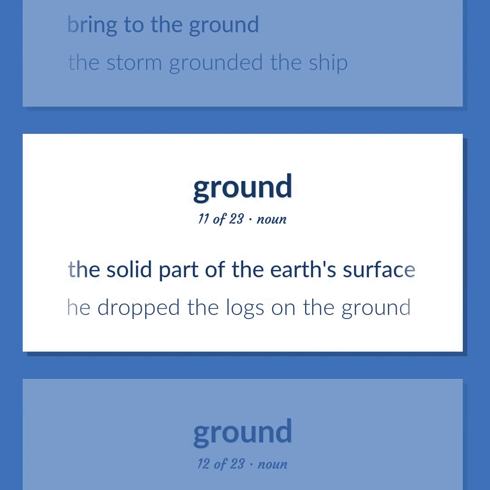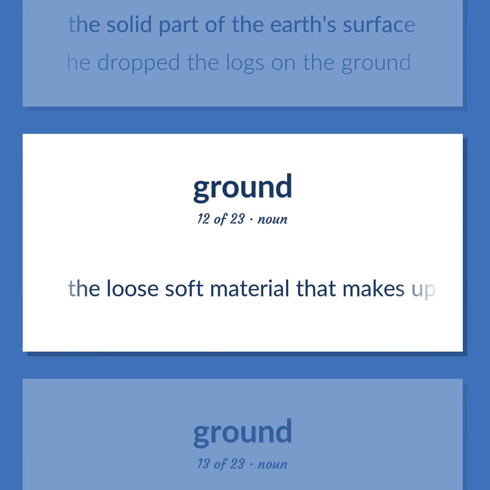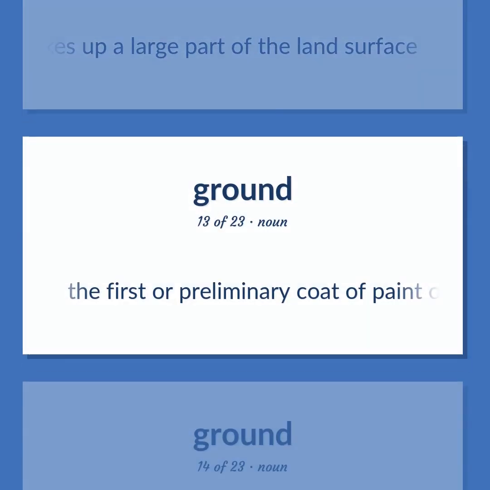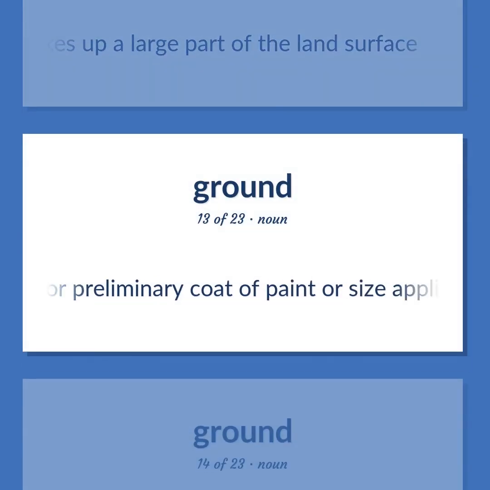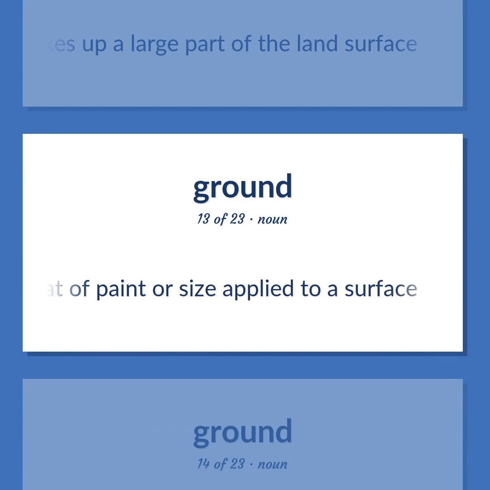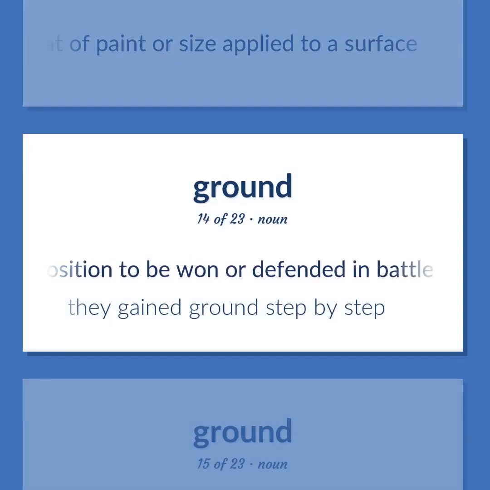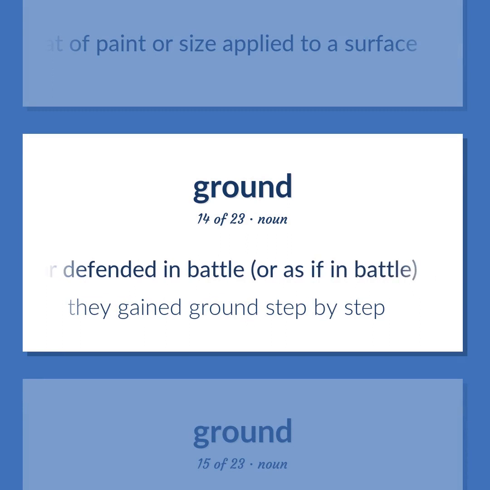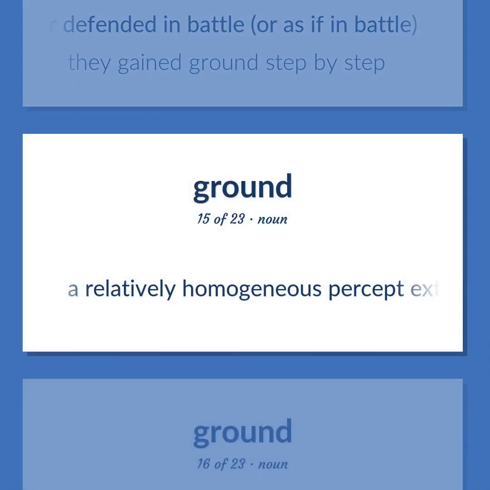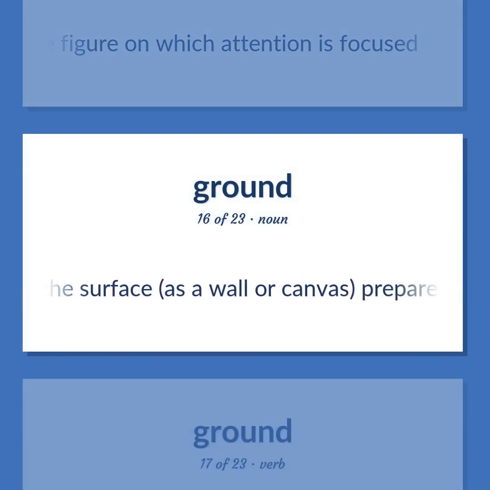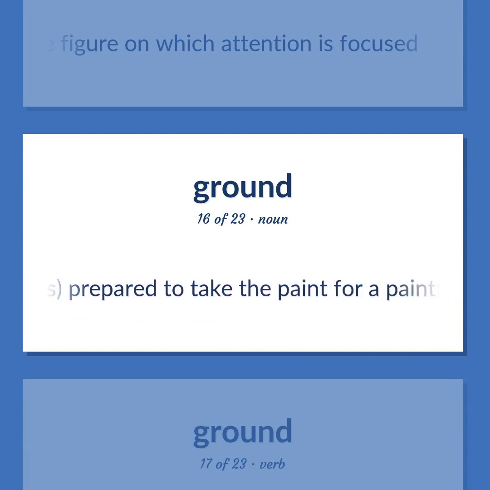The solid part of the Earth's surface. He dropped the logs on the ground. The loose soft material that makes up a large part of the land surface. The first or preliminary coat of paint or size applied to a surface. A position to be won or defended in battle, or as if in battle. They gained ground step by step. A relatively homogeneous percept extending back of the figure on which attention is focused. Art. The surface, as a wall or canvas, prepared to take the paint for a painting.